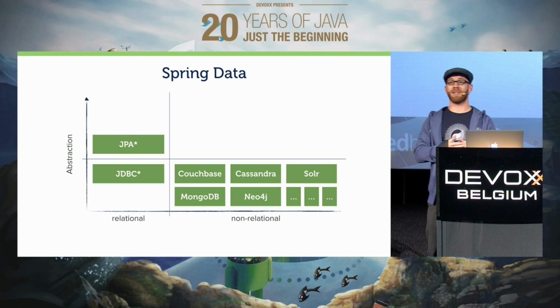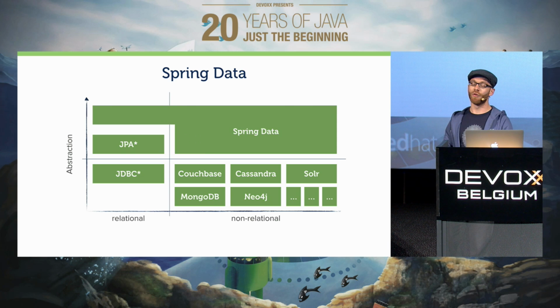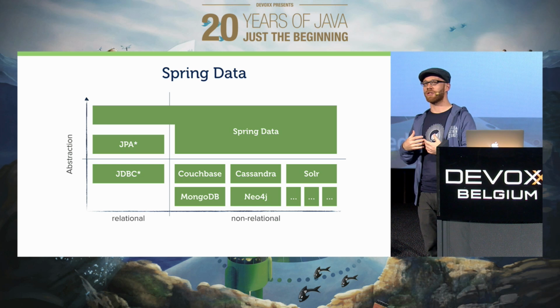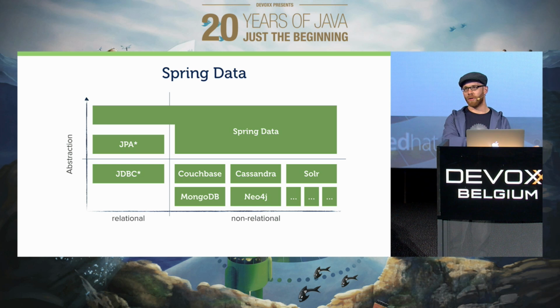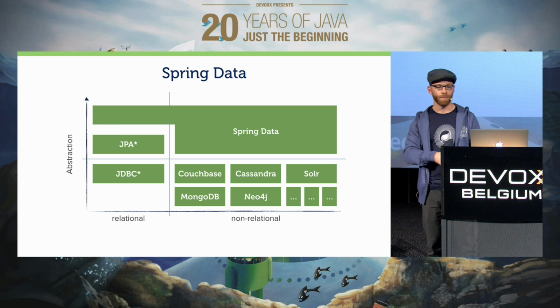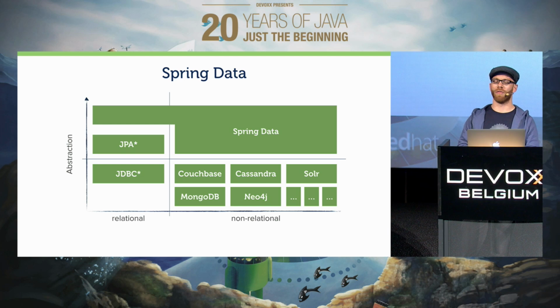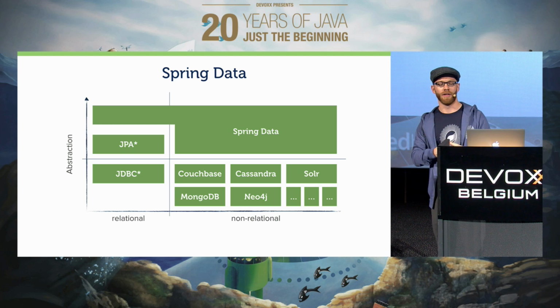And what Spring Data basically does is it puts a bit of glue on top of the non-relational APIs, exactly what I've just mentioned, like the object to document mapping, object to graph mapping, what have you. And then a thin layer on top of that to provide you a repositories API that makes it easy to work with the individual stores, right?